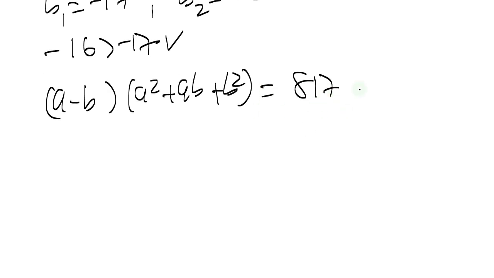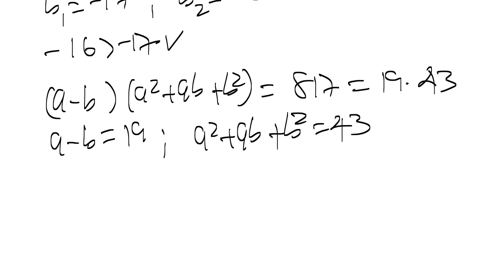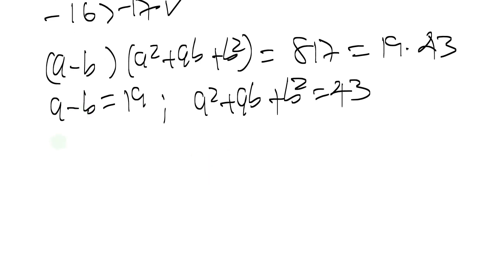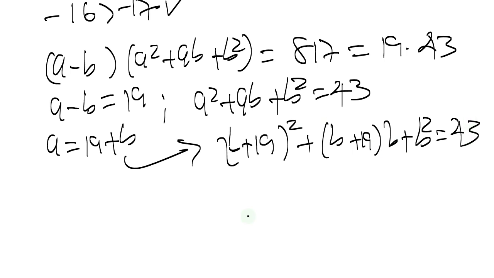And then we have that this time we're going to write this as 19 times 43. So we're going to have then A minus B is equal to 19, and then A squared plus AB plus B squared is equal to 43. So, and we now have that A is equal to 19 plus B, right? So replacing this here, we're going to have B plus 19 squared plus B plus 19 times B plus B squared equals 43.